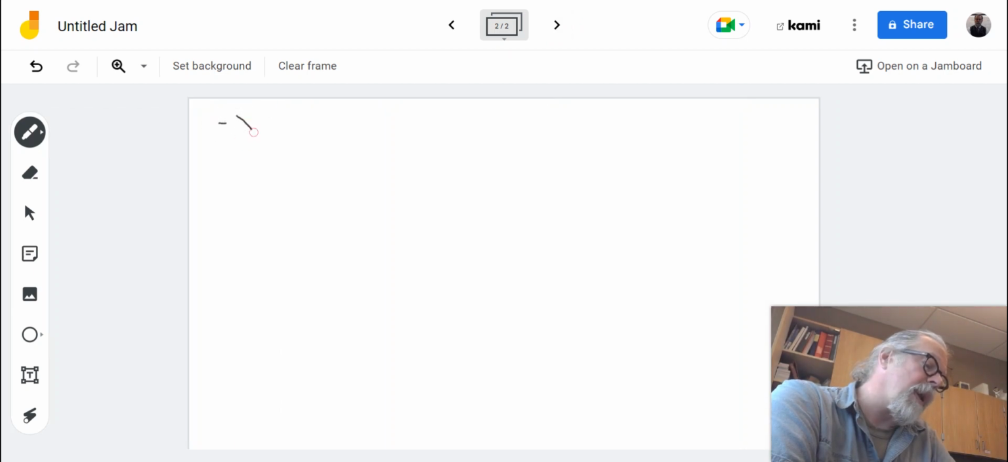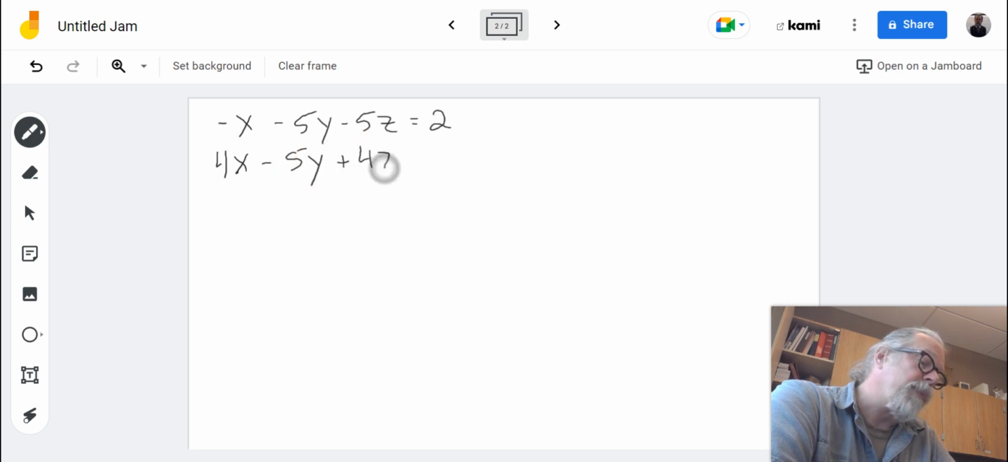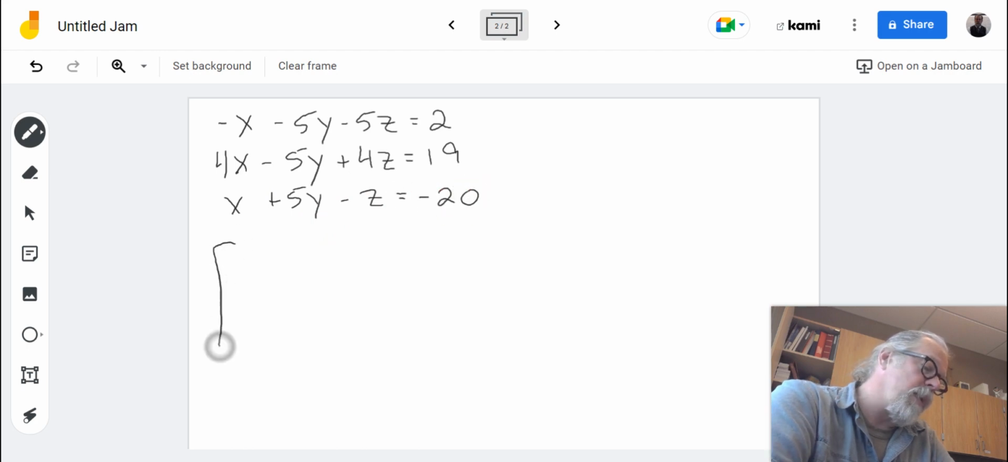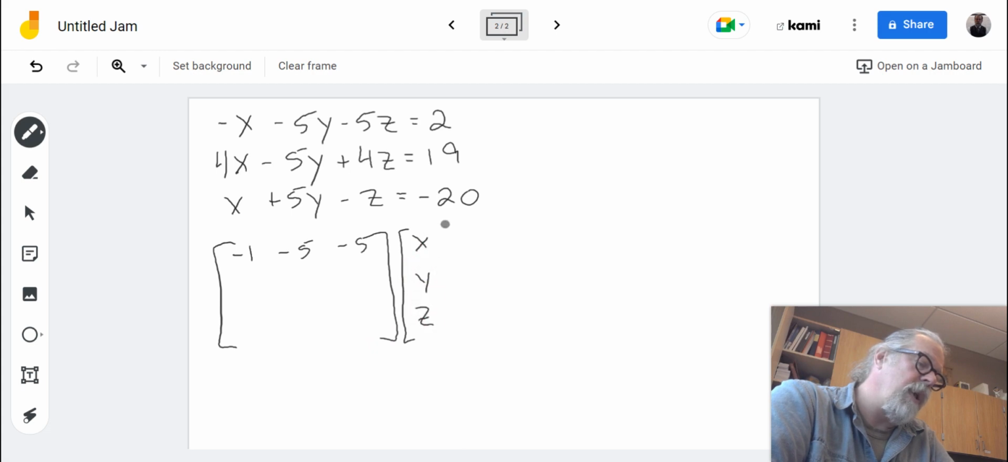And I could do the same thing, and I won't work my way through the solution process, but if I had a system of 3 equations, 3 variables, which you may be familiar with from your Algebra 2 work, I can similarly write a set of matrix equations, and the difference will be that I will have a 3 by 3 matrix multiplied by x, y, z. There's my first equation across the top, my second equation across the middle, my third equation across the bottom, and that equals 2, 19, negative 20.